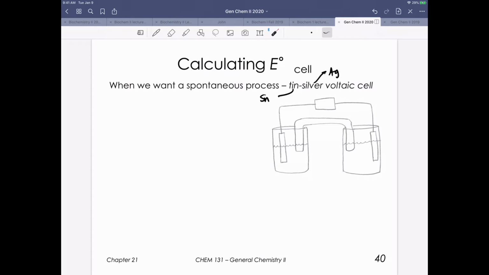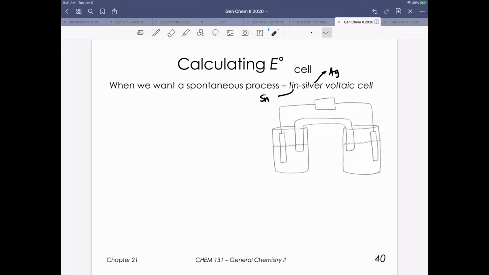So this first one says, we want to calculate Ecell when we have a spontaneous process in a tin silver voltaic cell. And again, they didn't give us any other information to say that we've got tin and silver. Now, if this was a problem we did in our last lecture, we would have said which electrode was positive, and that would have told us which was the cathode, or which electrode was negative, and that would have told us which was the anode. We don't know that here, but we have Appendix D.